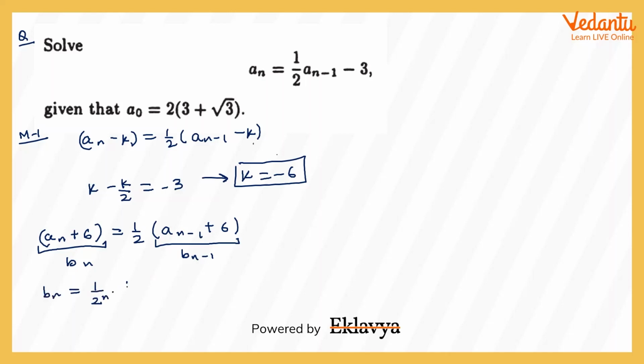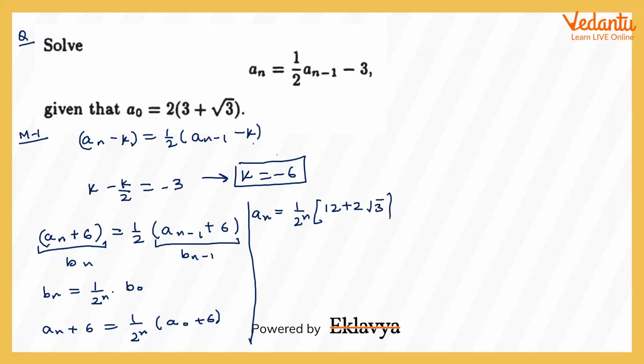We can write it directly as 1 upon 2 power n into b0, because we are given a0 here, so I am taking this till b0, not b1. If it would have been b1, then the power on 1 upon 2 would have been n minus 1. Now this bn, if I write this as an plus 6, will be equal to 1 upon 2 power n, and b0 will be a0 plus 6. Let me use this space. So an will be equal to 1 upon 2 power n, a0 plus 6. If I write it, it will be 6 plus 6, 12, plus 2 root 3, a0 plus 6, and minus 6 I have to do. So that will be the answer for this recurrence relation.